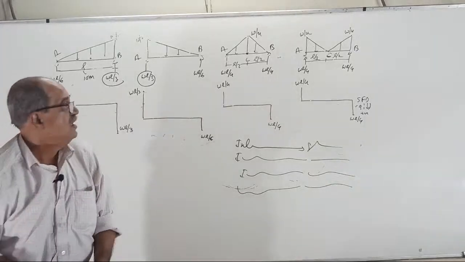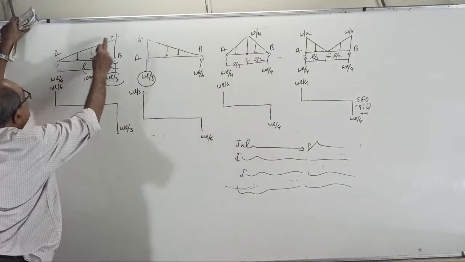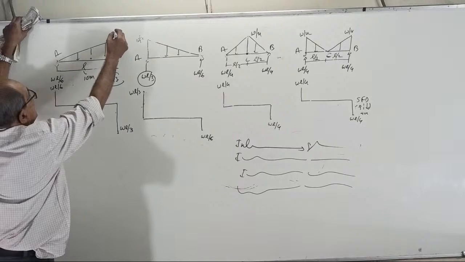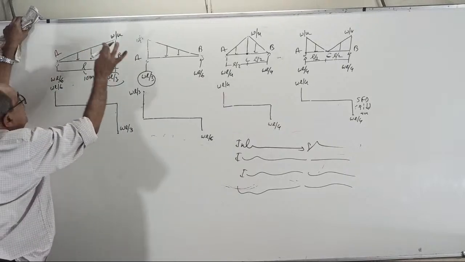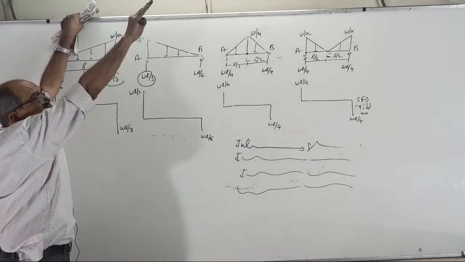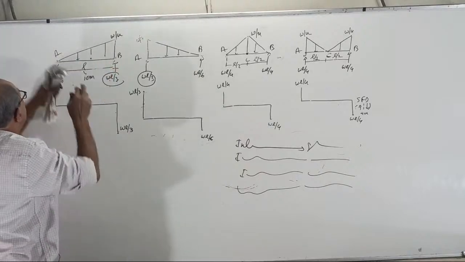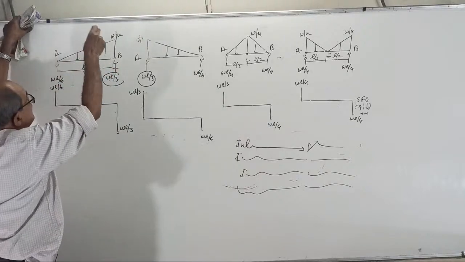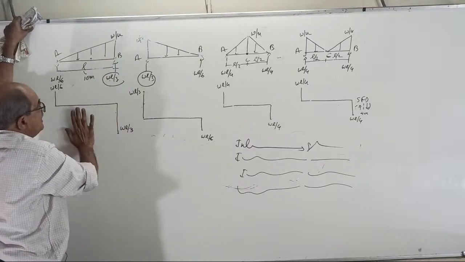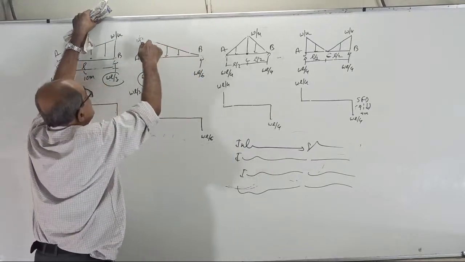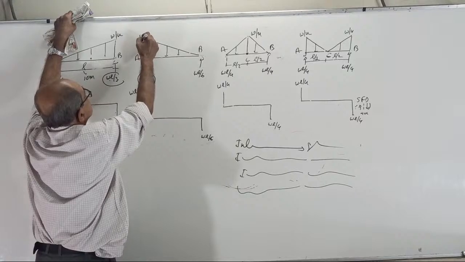Okay, now, see, I will tell you. A to B, I will tell first. A to B, intensity keeps on increasing, with 0 intensity here and maximum intensity here. Okay, leave it. A to B, intensity keeps on decreasing.